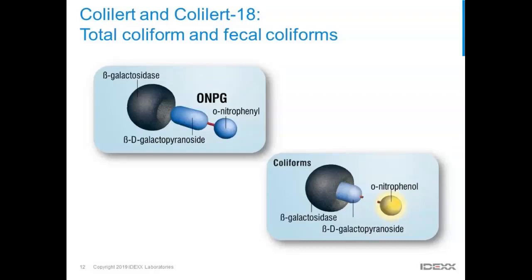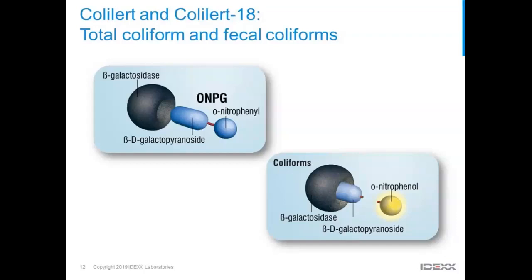So starting off looking at Colilert and Colilert-18, there are actually two indicators in these products, one for the detection of total coliforms and the second one for E. coli. But first, for total coliforms, we have O-nitrophenyl beta-D-galactopyranoside, which is specifically going to be utilized by the enzyme beta-galactosidase. So total coliforms have this enzyme and therefore are able to utilize this nutrient indicator.